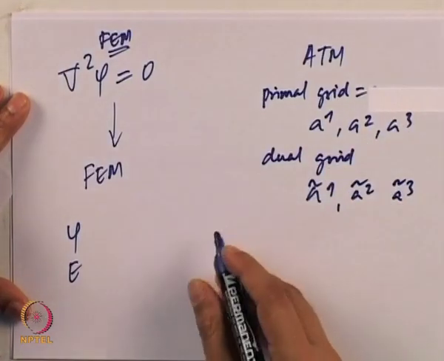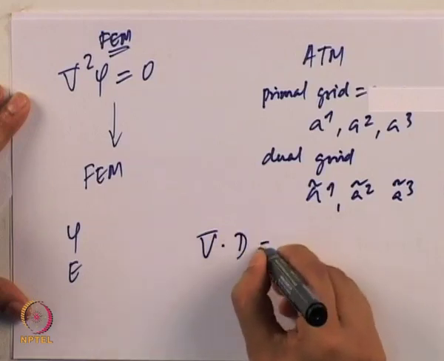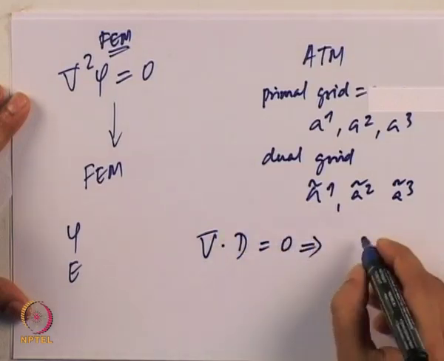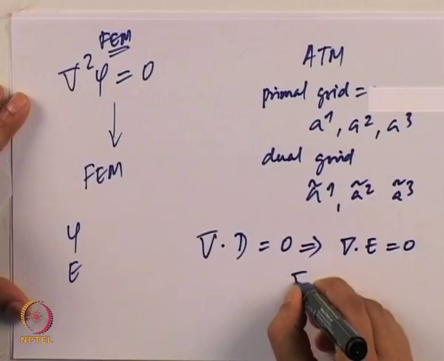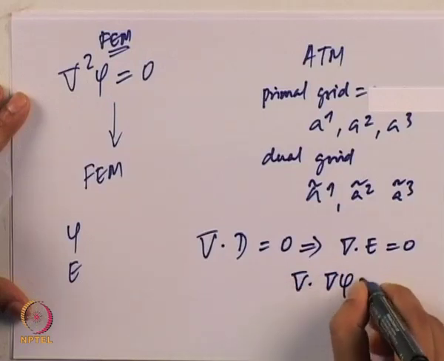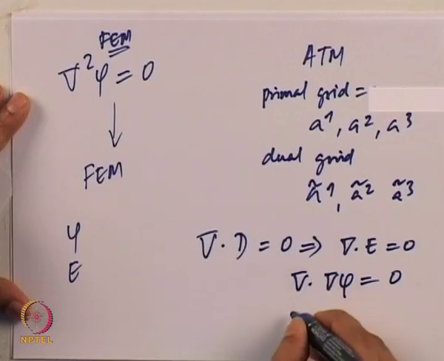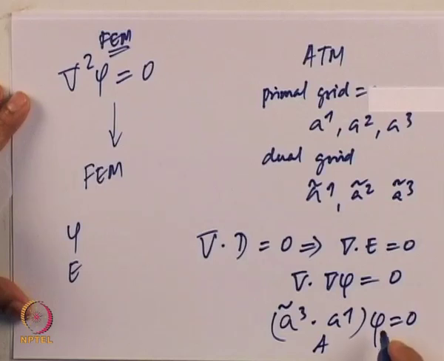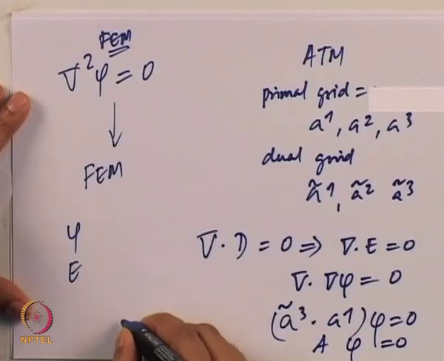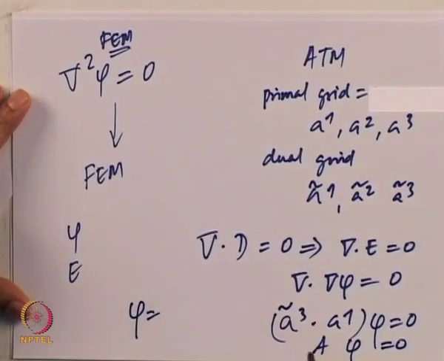The reason for going for this is, for a problem like this, divergence of D equal to 0, we can transform this into divergence of E equal to 0, and this can be transformed into divergence dot gradient of phi equal to 0, where the divergence is on the dual grid and the gradient is on the primal grid. So we have A3 dual dot A1 of phi equal to 0, and this is the A matrix operator and this is phi. We applied the boundary conditions to compute the value of phi by inverting the A matrix.